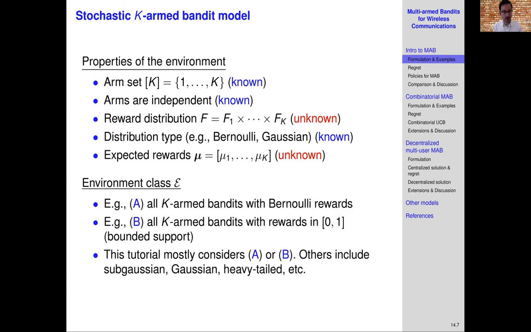Next, I will describe an environment class. Environment class includes a class of bandit instances. For instance, example A, it could be all K-arm bandits with Bernoulli rewards, but the parameters are unknown. Example B, it could be all K-arm bandits with rewards in the unit interval. In other words, rewards with bounded support, but distributions are unknown. In this tutorial, I'll mostly consider cases A and B, but other cases include sub-Gaussian rewards, or heavy-tailed rewards.